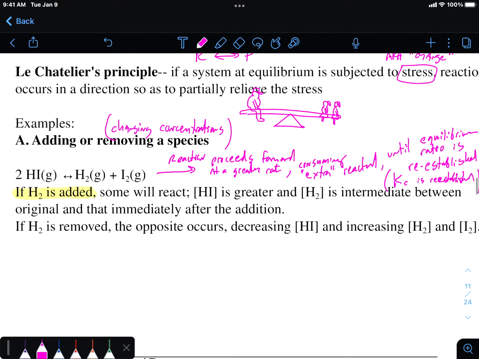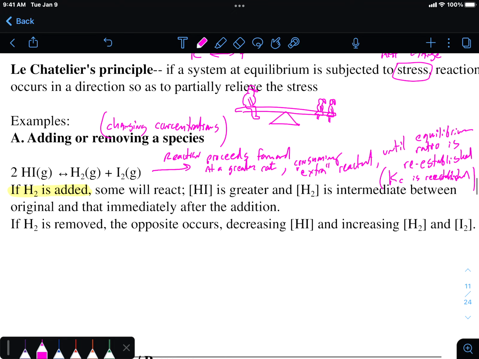So, if hydrogen was, oh my goodness, I'm sorry. Hold on a second. We've got to edit this. Hydrogen is a product. That's my bad. Let's back up the truck. Let's change that. The other way, it proceeds backwards. It proceeds backwards at a greater rate, consuming the excess product, until the equilibrium is reestablished. Okay, sorry about that. So, if hydrogen is added, the reaction rate goes backward.